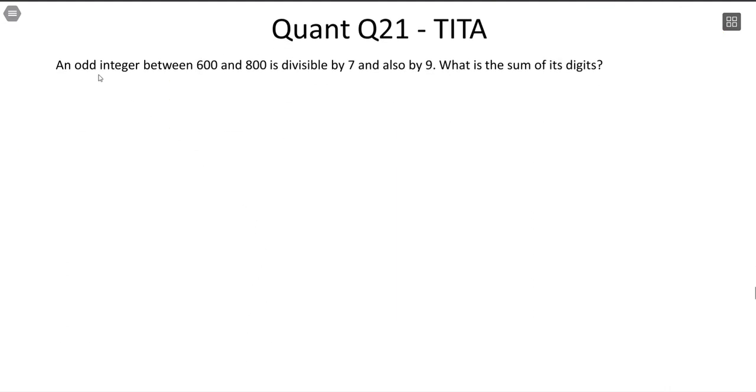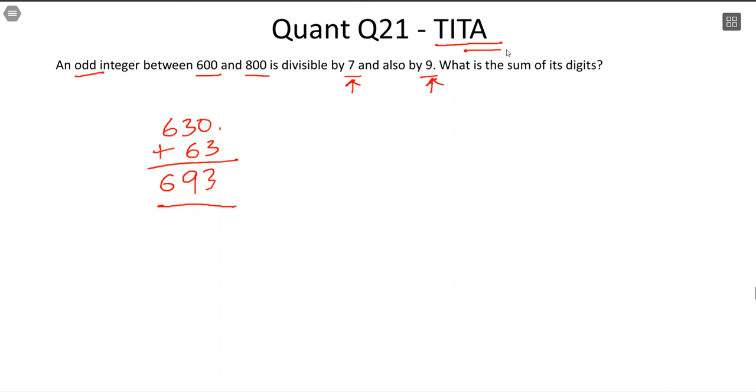Next. An odd integer between 600 and 800 is divisible by 7 and also by 9. What is the sum of the digits? If an integer is divisible by 7 and also by 9, can I say that integer will be divisible by 63? So we are looking at multiples of 63 within this range. Additionally, see that this question is theta. One multiple of 63, 630 is very quickly visible. The next multiple would be 63 more, or 693. Should I be looking for any other multiples? Not at all. I wanted an odd integer. I've got an odd integer. Question is theta. The answer has to be unique one only. So this will lead me to the answer. The answer is 6 plus 9 plus 3, which is 18.